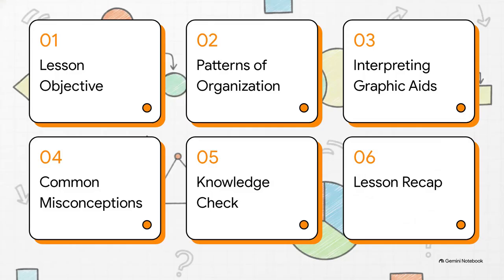Okay, let's dive right into this. Here's a quick look at our roadmap for today. First, our lesson objective. Second, patterns of organization. Third, interpreting graphic aids. Fourth, common misconceptions. Fifth, a quick knowledge check. And finally, number 6, our lesson recap.